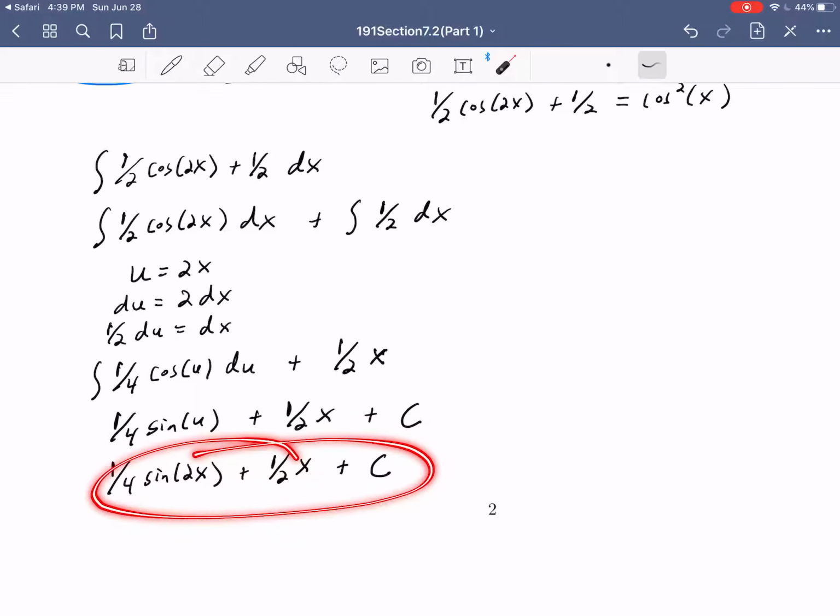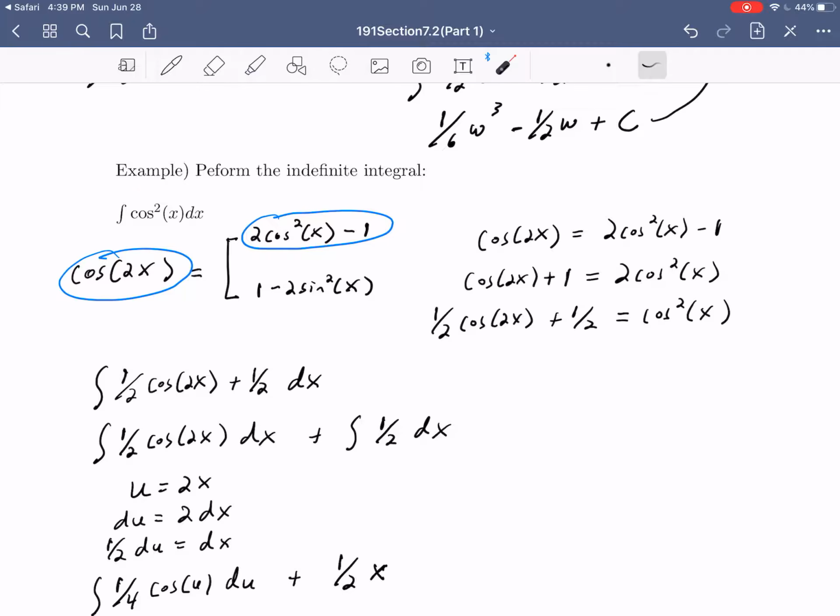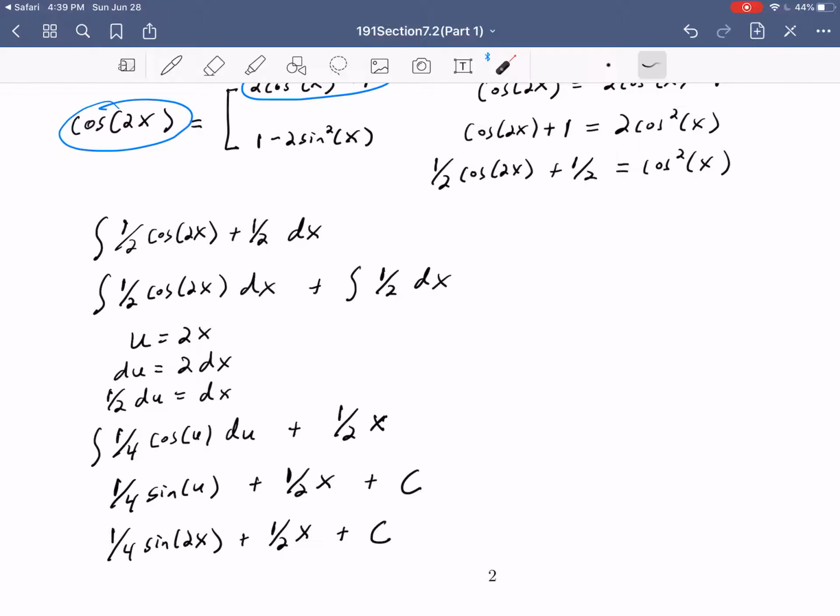So there we go. There's an antiderivative for cosine squared, which there really isn't any other way to play around with because since it's an even exponent only, there's no way to save one for a u-substitution and try it our original way. So we're forced to use this double angle identity.